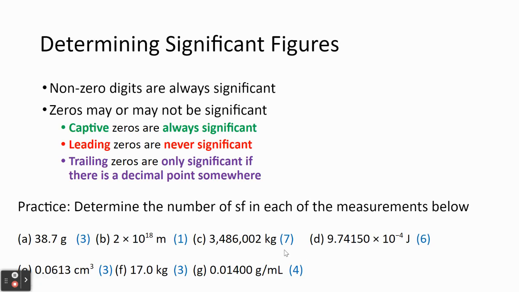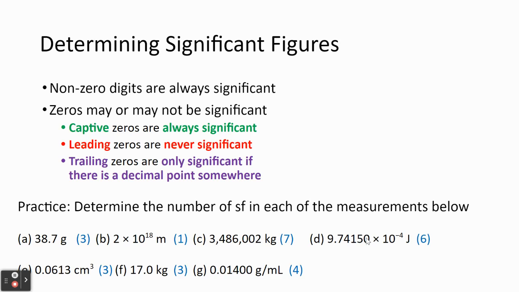So if we look at these examples, if we've got 38.7 grams, these are all non-zero values. So they're all significant. There are 3 significant digits. If we look at this number, 2 times 10 to the 18th, this is really a 2 followed by 18 zeros, but those zeros are insignificant values. So this number only has 1 significant digit in it. If we look at our next number, really the only thing we have to be concerned about are the zeros. These are captive zeros. They're always significant, so we've got 7 significant digits here.